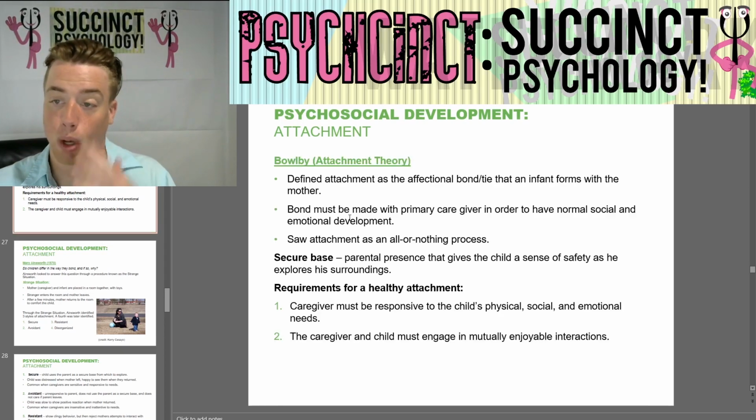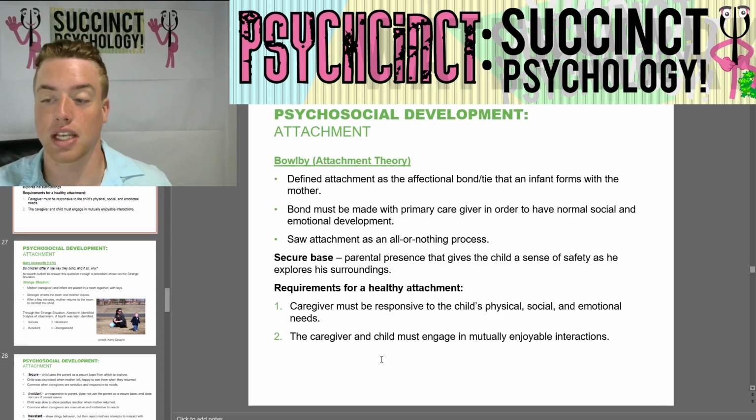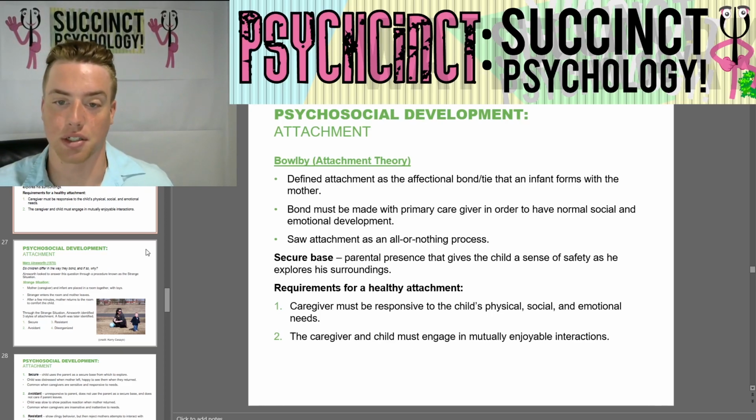Going on with attachment, we have Bowlby, his attachment theory, defined attachment as the affectional bond or tie that an infant forms with the mother. And the bond must be made with a primary caregiver in order to have normal social and emotional development. Saw attachment as an all or nothing process. You're either attached or you're not. Now, secure base is the parental presence that gives the child a sense of safety as he explores his surroundings. And requirements for a healthy attachment are: 1, the caregiver must be responsive to the child's physical and emotional needs, and 2, the caregiver and child must engage in mutually enjoyable interactions.